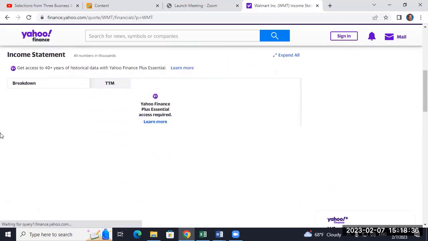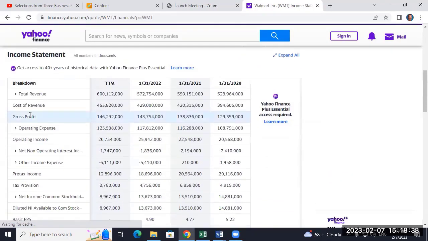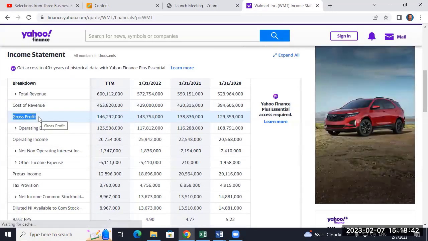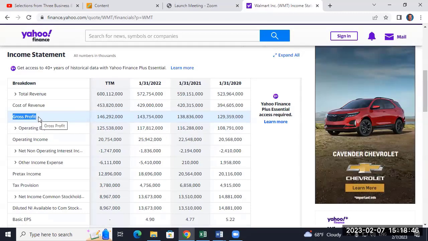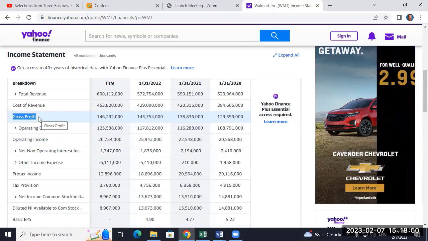So if we look at their page, they call it gross profit. I don't like gross profit. To me, profit is the bottom part of it. And some people call gross margin net revenues, which isn't very good to do.